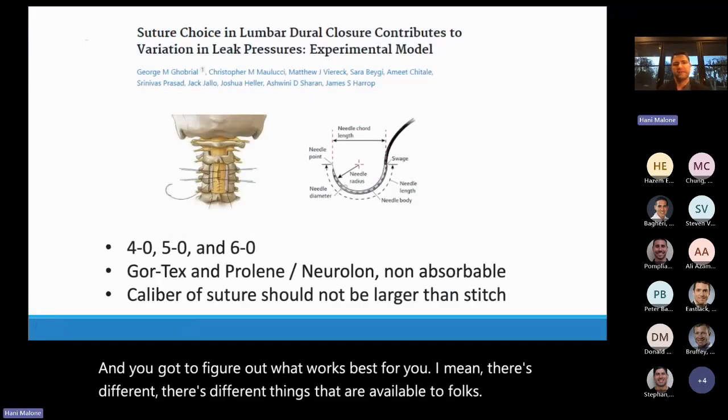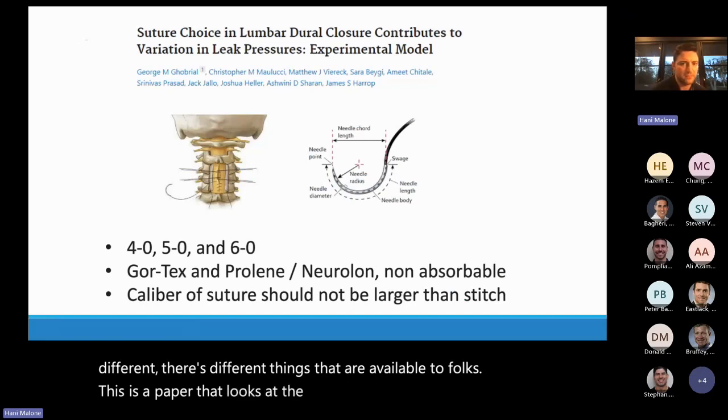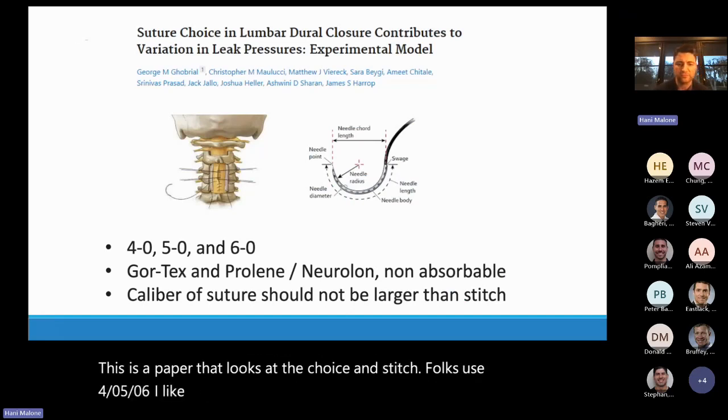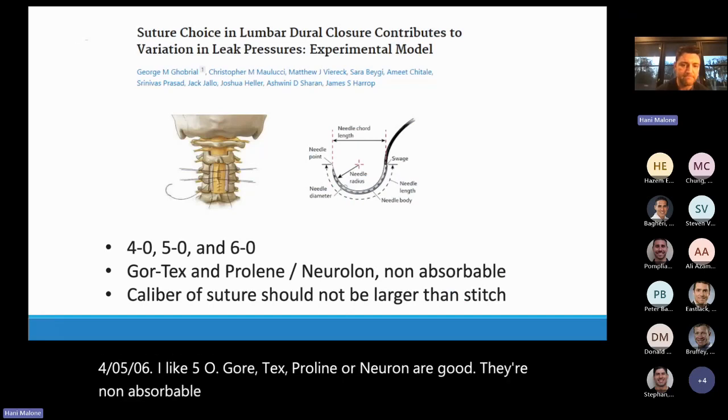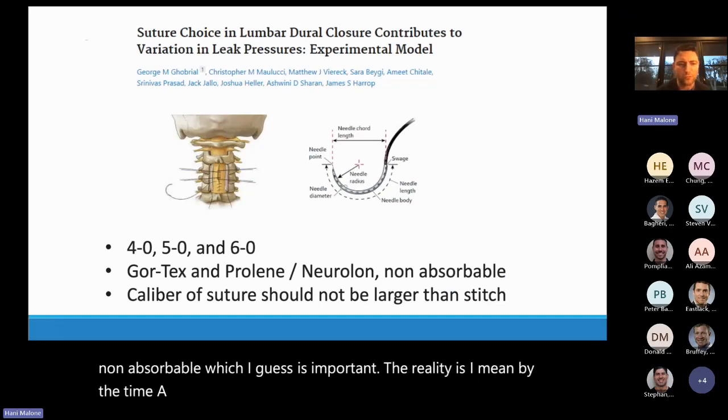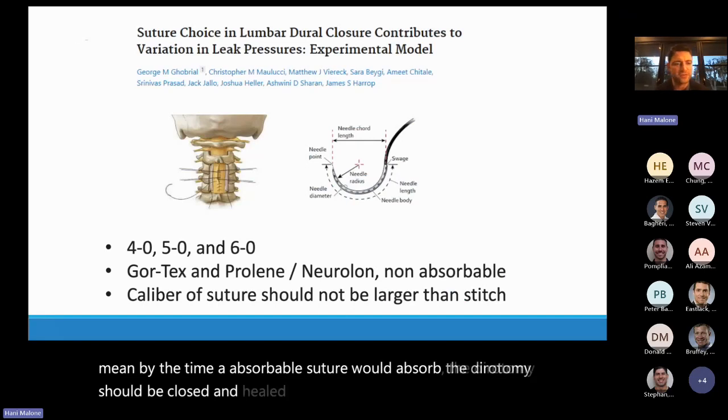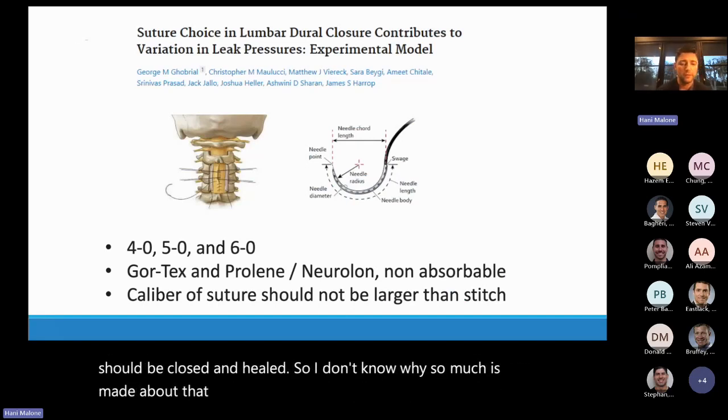This is a paper that looks at the choice in stitch. Folks use 4.0, 5.0, 6.0. I like 5.0. Gore-Tex, Prolene, or Nurolon are good. They're non-absorbable, which I guess is important. The reality is, by the time an absorbable suture would absorb, the durotomy should be closed and healed. So I don't know why so much is made about that, but they're very strong.